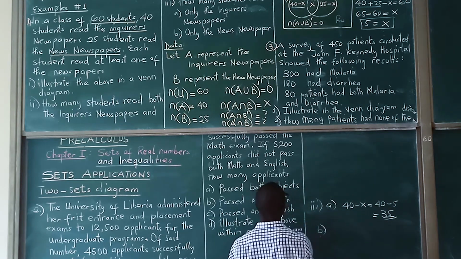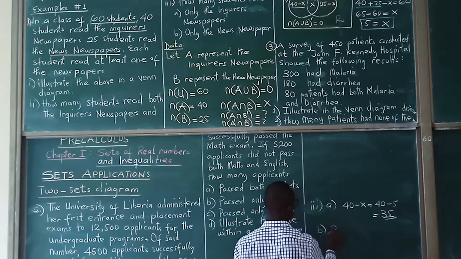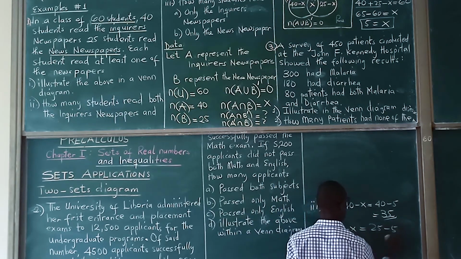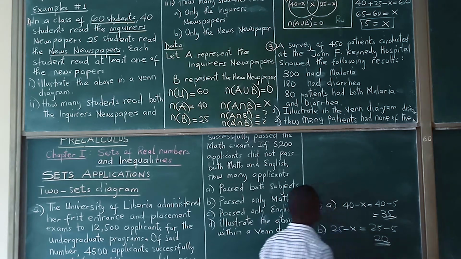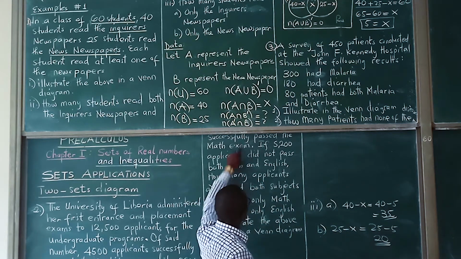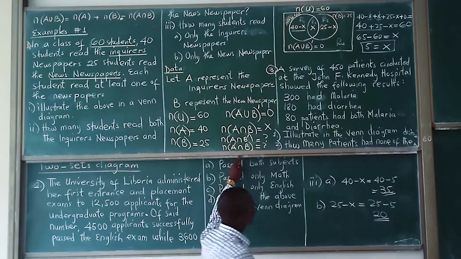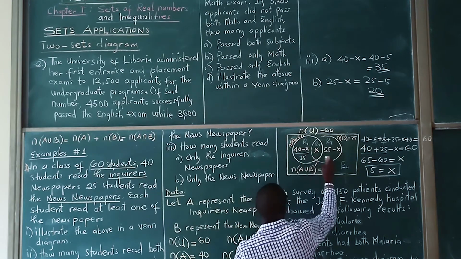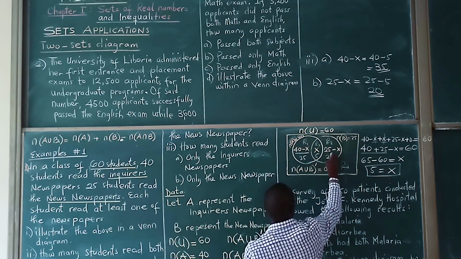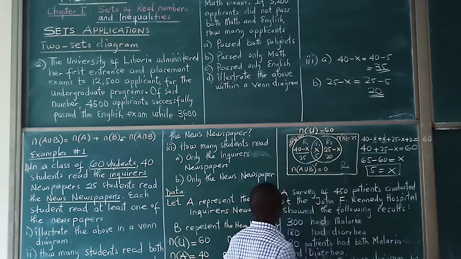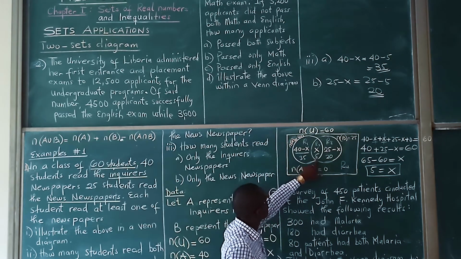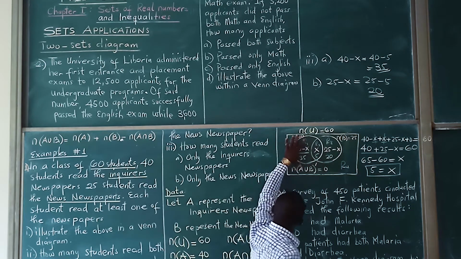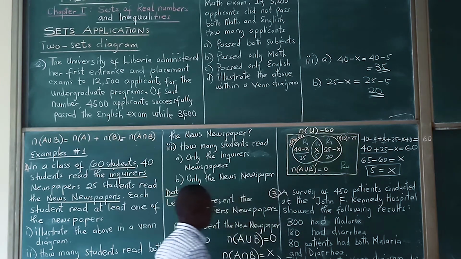And B, only the other newspaper, 25 minus x. We know that x is 5, so it's 25 minus 5, and it is just 20. To know whether your answer is correct or not, you need to add all of them. So this is 35, this is 5, this is 20, and then it's 0. 35 plus 5 is 40, 40 plus 20 is 60, 60 plus 0 is the same 60. So everything in here is equal to 60. That's how we got the 60.